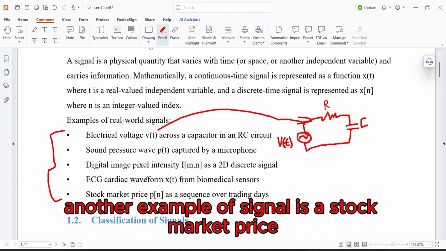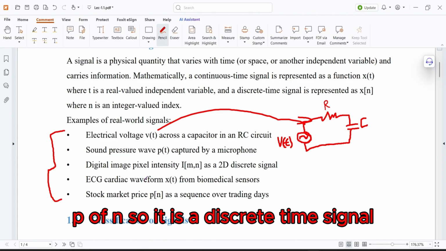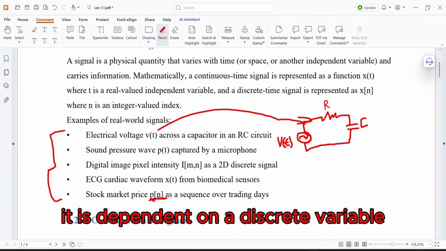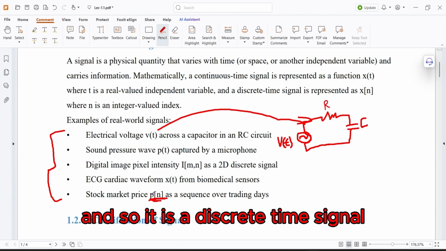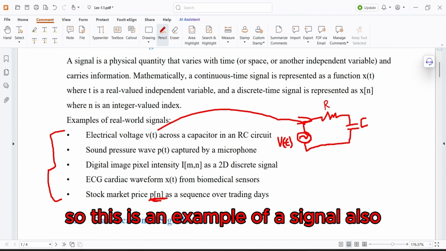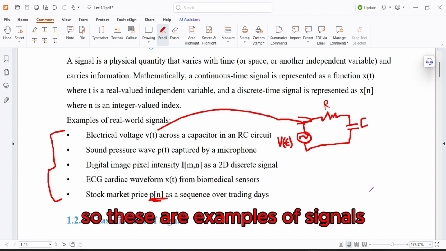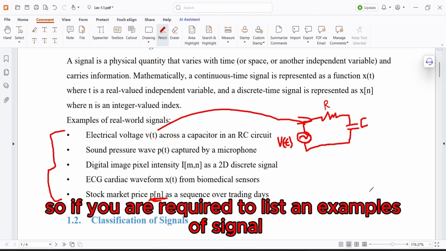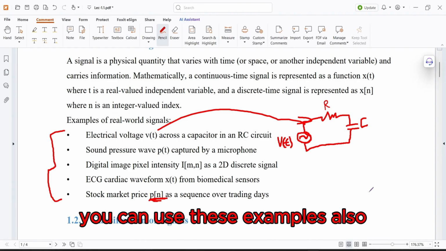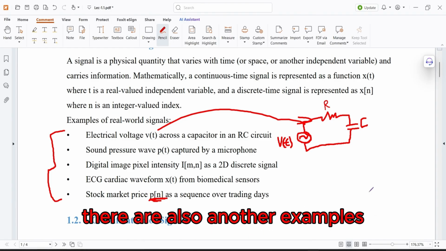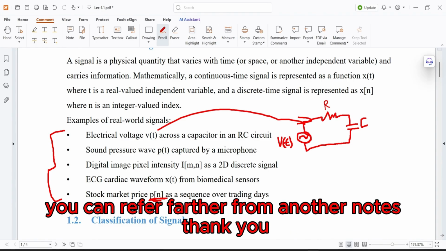Another example of a signal is a stock market price, P of n. It is dependent on a discrete variable n, so it is a discrete time signal. So these are examples of signals. If you are required to list examples of signals, you can use these examples. Also, there are other examples. You can refer further from other notes.